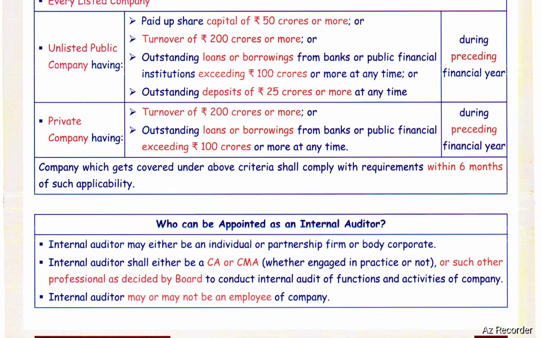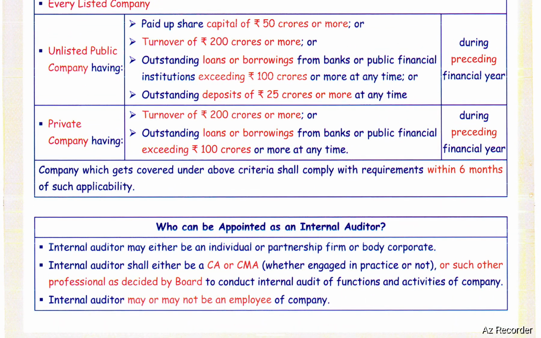Who can be appointed as internal auditor? An internal auditor may either be an individual or a partnership firm or a body corporate. Internal auditor shall either be a CA or CMA, whether engaged in practice or not, or such other professional as decided by the board to conduct internal audit functions and activities of the company. Internal auditor may or may not be an employee of the company.